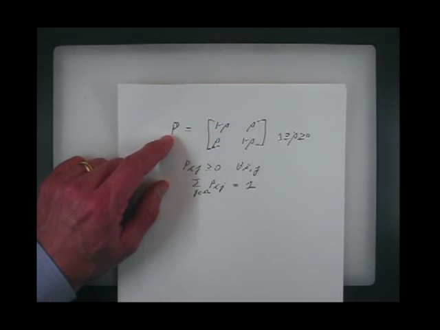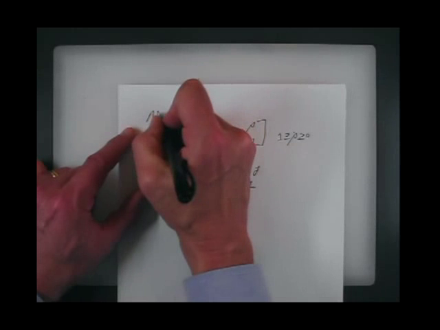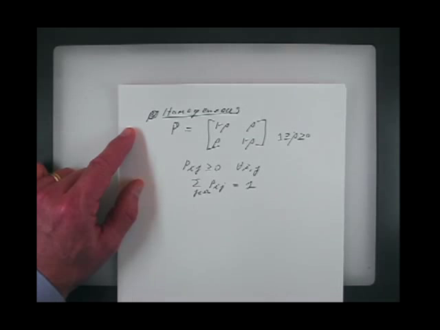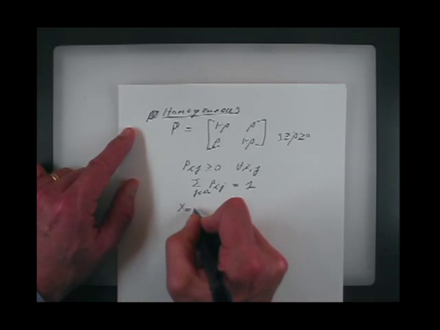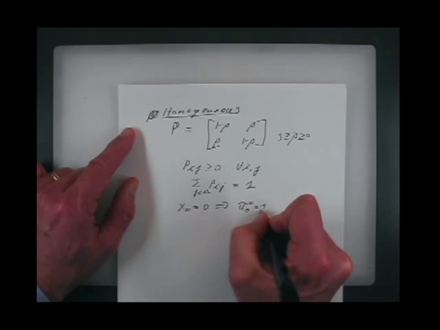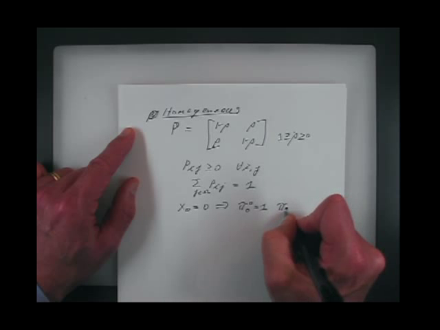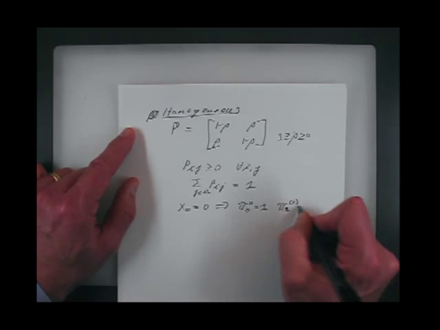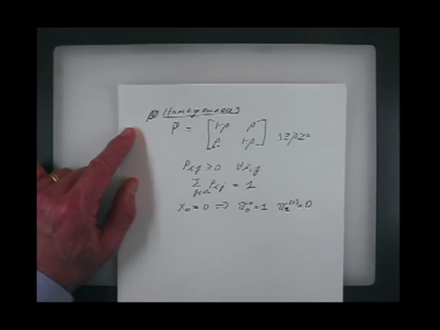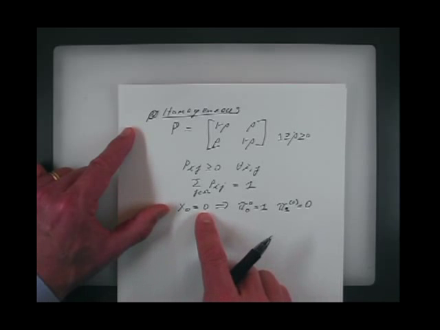Okay. So now, this is a homogeneous Markov chain, right? But it's not necessarily stationary. Because let's say that we know that x0 is equal to 0, okay? That implies that pi sub 0 superscript 0 equals 1, and pi sub 1 superscript 0 is 0, right? The probability of being in state 1 at time 0 is 0, and the probability of being in state 0 at time 0 is 1, right?